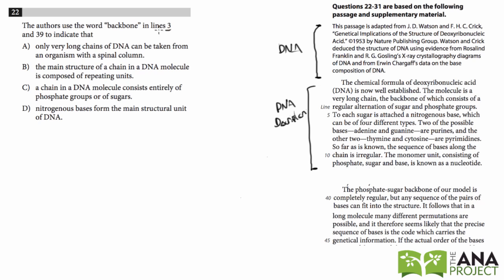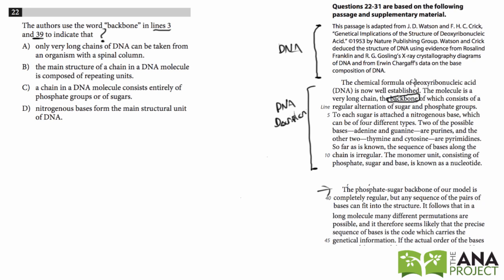has us look at line 3 and also around line 39, which is here. So I kind of copied and pasted lines 39 through 45, so we can read both and answer this question. The author uses the word backbone in lines 3 and 39 to indicate that what? So we're going to answer this in our own words before jumping to the answer choices. So we have backbone here.